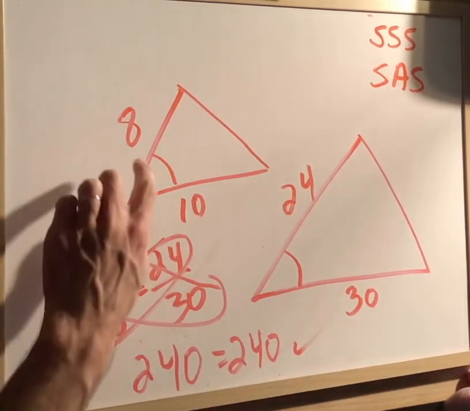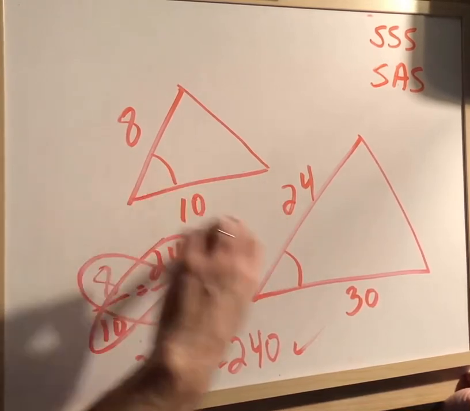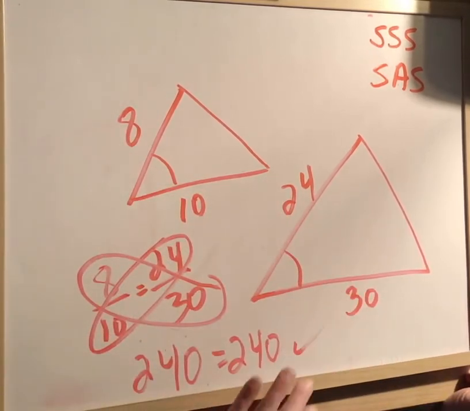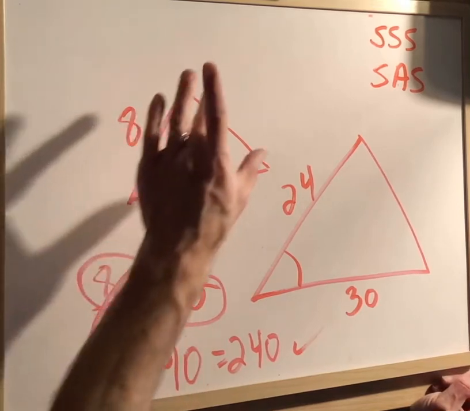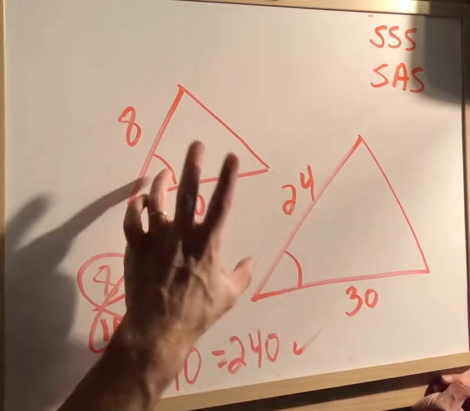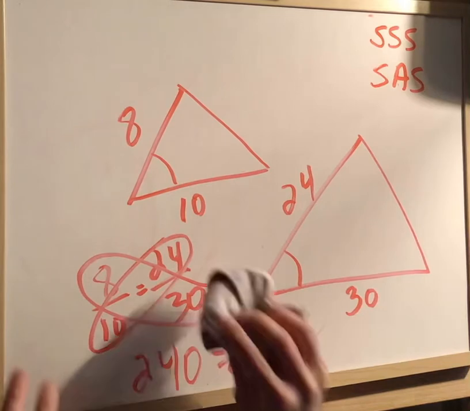Or you could say 8 times 3 is 24. Is 10 times 3 30? Yes, the scale factor is the same with two sides that come down with an angle in between them. Okay.